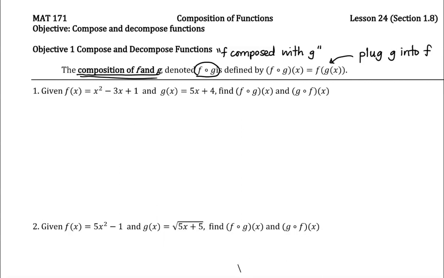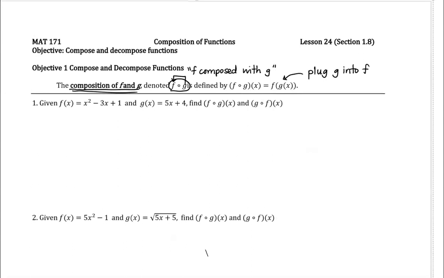The order in which these are written does matter, because it's always the second function getting plugged into the first. So for example, if I had written g composed with f of x, this means to take the function f and plug f into g. So let's look at some examples.